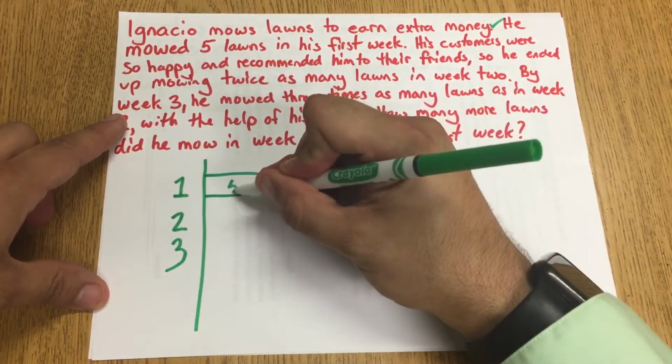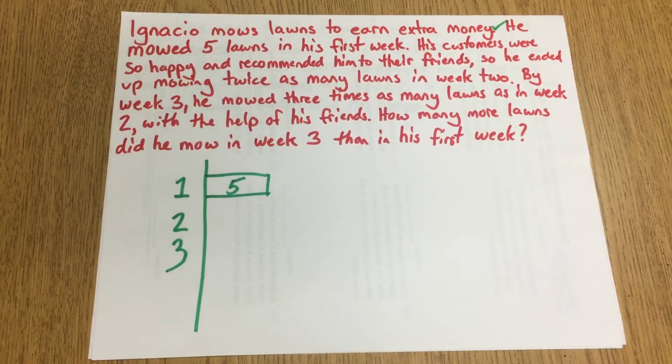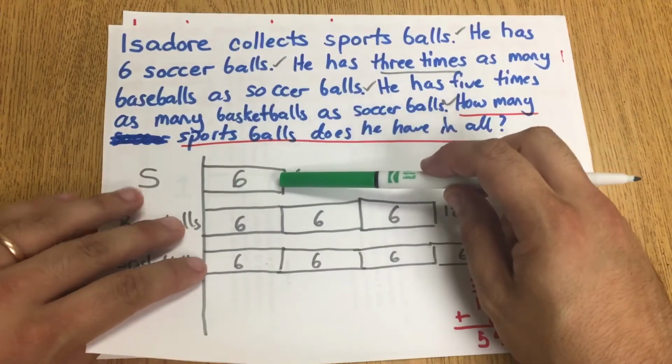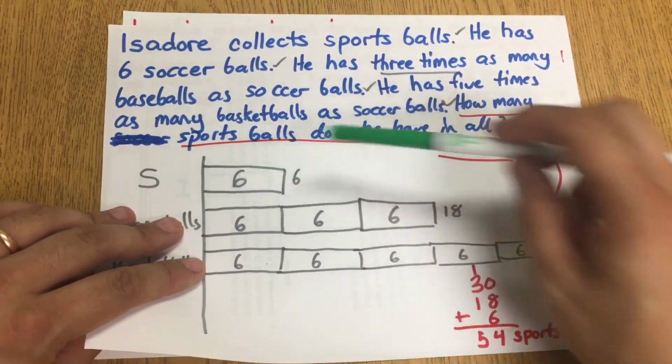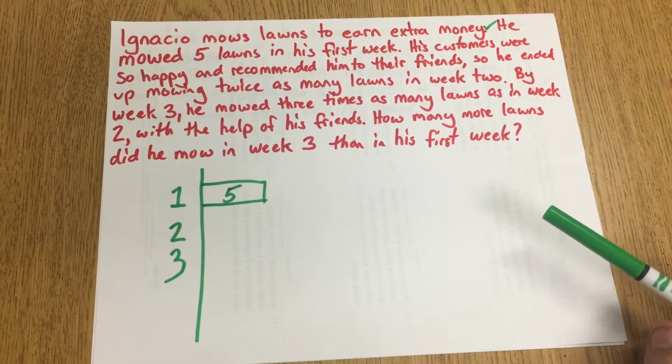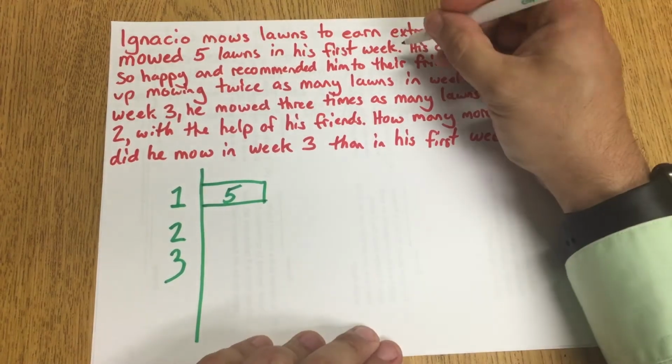He mowed 5 lawns in his first week. So week 1, 5. And again, don't worry about whether the sizing is exactly the same. You know what? I had 5 right here. I think my box here showing 6 in the last problem was about the same size. It's not a big deal. We're just representing it. Getting it perfectly precise, totally not a big deal at all.